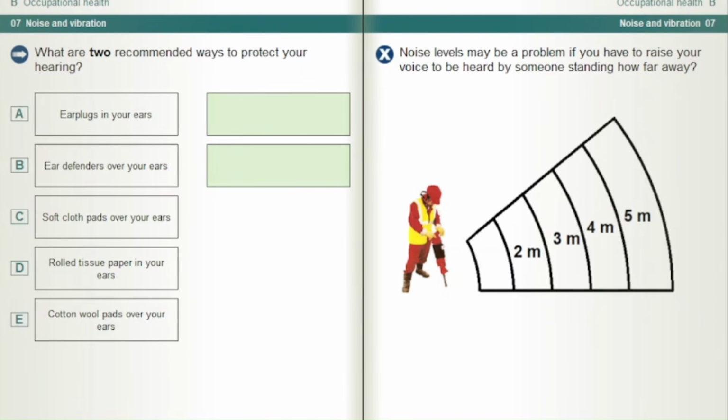What are 2 recommended ways to protect your hearing? Earplugs in your ears, ear defenders over your ears, soft cloth pads over your ears, rolled tissue paper in your ears, cotton wool pads over your ears. Noise levels may be a problem if you have to raise your voice to be heard by someone standing how far away?